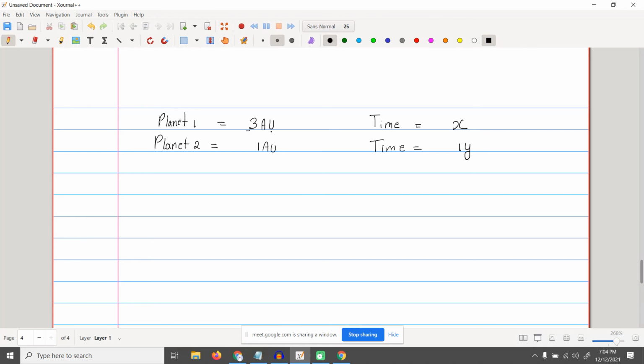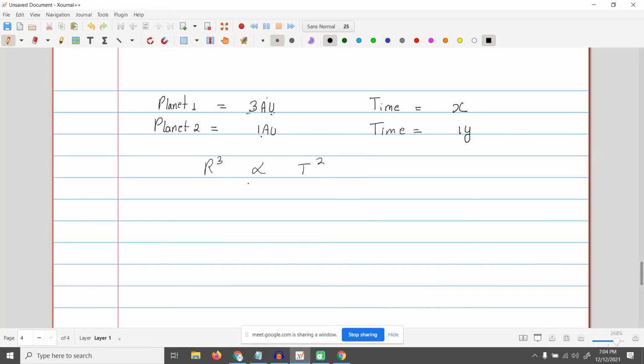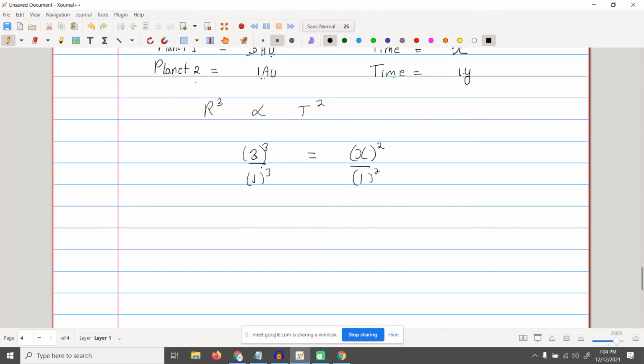So if you want to find out how much time does planet 1 take, we just use ratios and proportions. We know that r cube is proportional to t square. So 3 cube divided by 1 cube will be equal to x square divided by 1 square. This 3 is coming from planet 1, this 1 is coming from planet 2, this x is coming from planet 1, this 1 is coming from planet 2. So this is 9 divided by 1 is equal to x square. 27. Will it be 27?